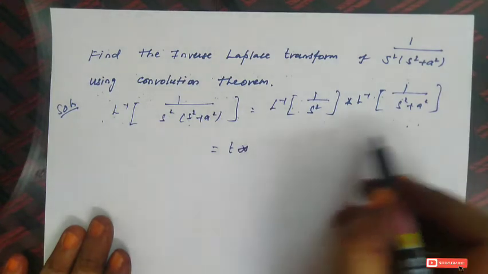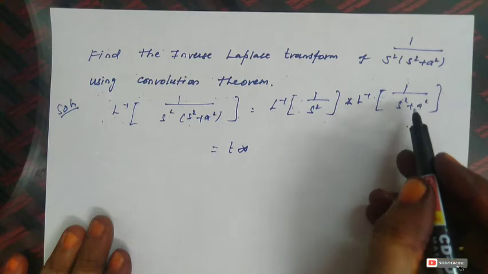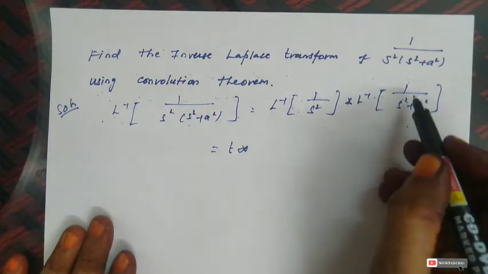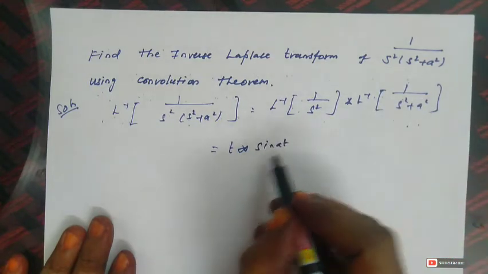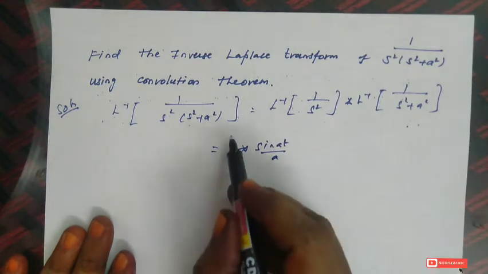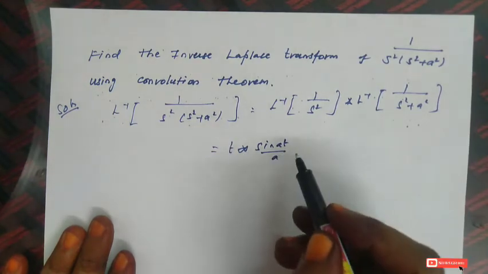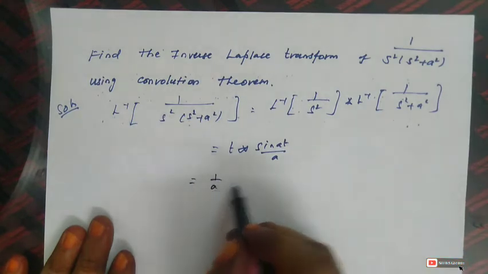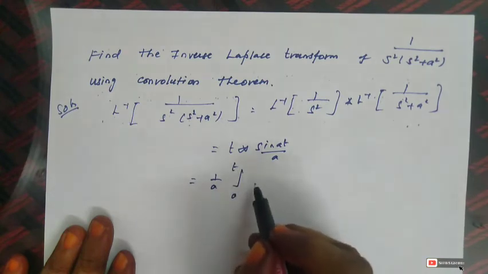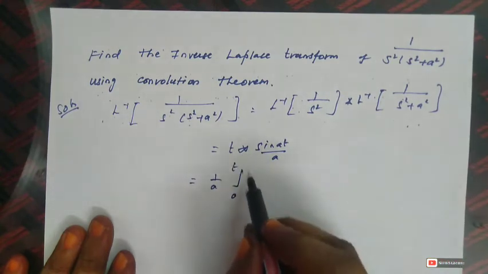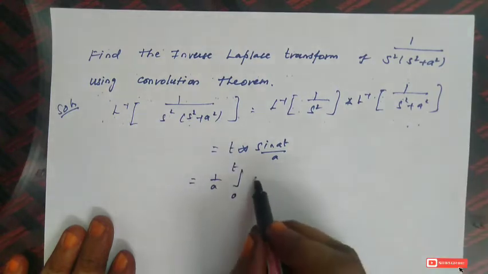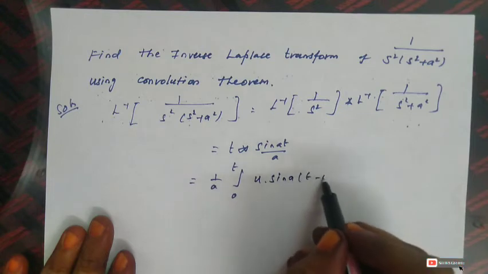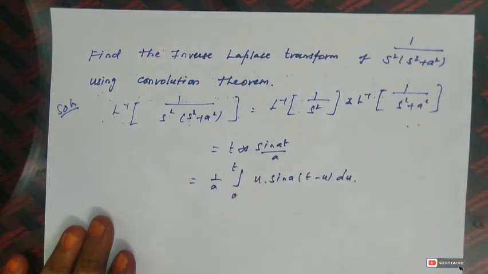Star L inverse of 1 by s square plus a square. If it is a there, then this is nothing but what? Sin at. So a is not there, so which is equal to sin at by a. Now this is of the form f of t star g of t. So now we can apply the convolution definition. Before applying that, we can take the 1 by a as a constant, apply the convolution, integral 0 to t f of u. So in the place of f we are having t, so u, g of t minus u, so sin of a into t minus u du. This is the way we have to apply the convolution.